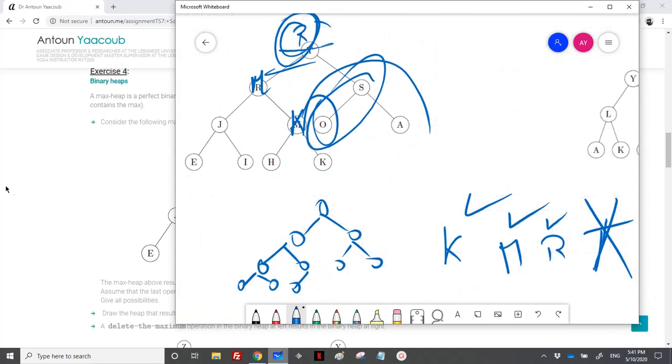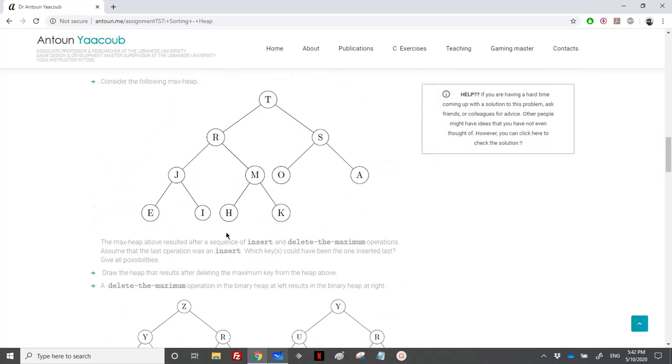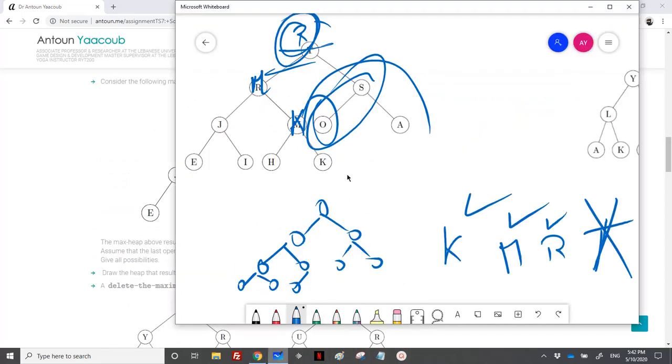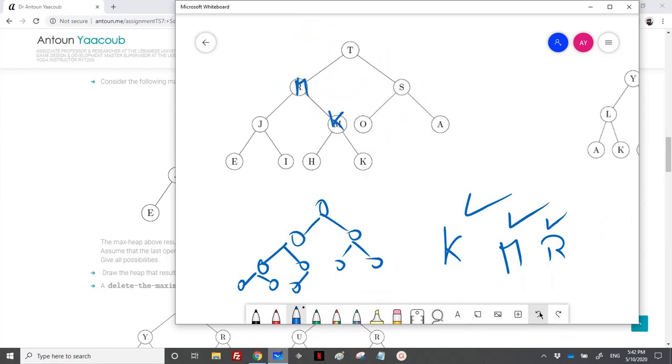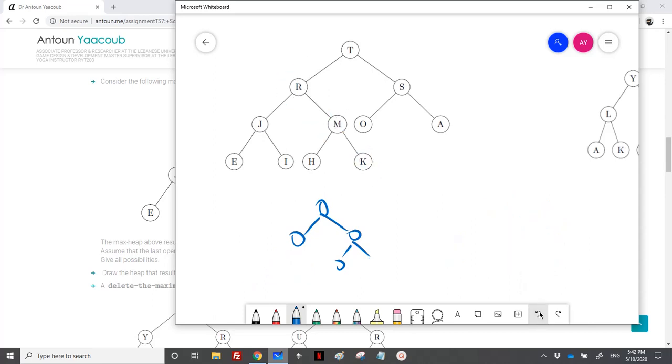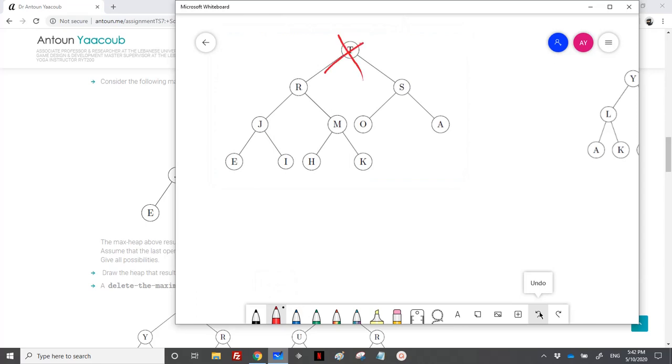So this is for part 1. Then they are telling us to draw the heap resulting after deleting the maximum. So let me erase all these and draw the tree after deleting the maximum. I delete t, and I should place k instead of t. So let's start. We have k, and let's draw everything and then do the percolation.